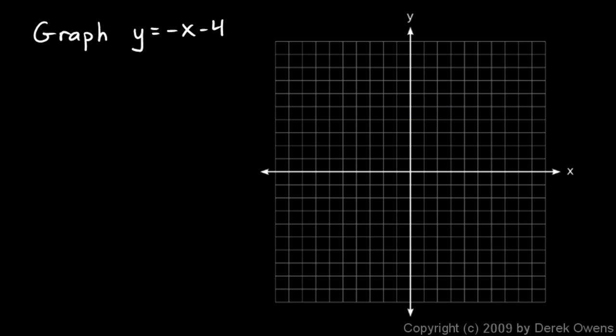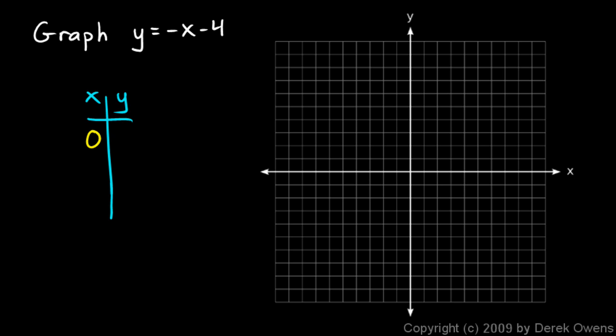Okay, here's another example. We're told to graph y equals x minus 4. So again, we set up a little chart with some x and y values, and we're going to imagine putting in a value for x and getting out a value for y. And let's put in some numbers for x that will be easy.